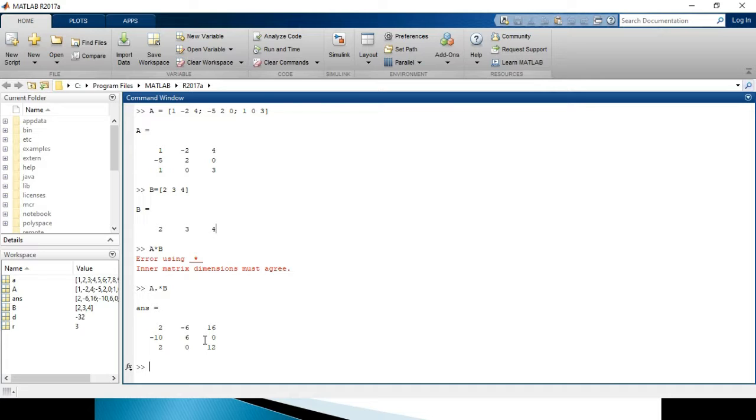So let's try this for a 3 cross 3 matrix where you will understand this thing very clearly. Now I am going to convert B into a 3 cross 3 matrix.